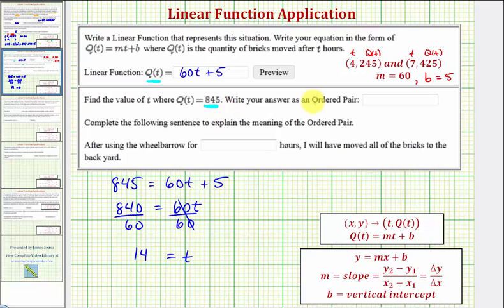We're asked to write our answer as an ordered pair. So the ordered pair would be open parenthesis, t, which is 14, comma Q of 14, which is 845. Remember, as an ordered pair, the input is always first and the output is always second, or in this case, t is first and Q of t is second. And now we're asked to complete the following sentence. After using the wheelbarrow for 14 hours, I will have moved all of the bricks to the backyard.